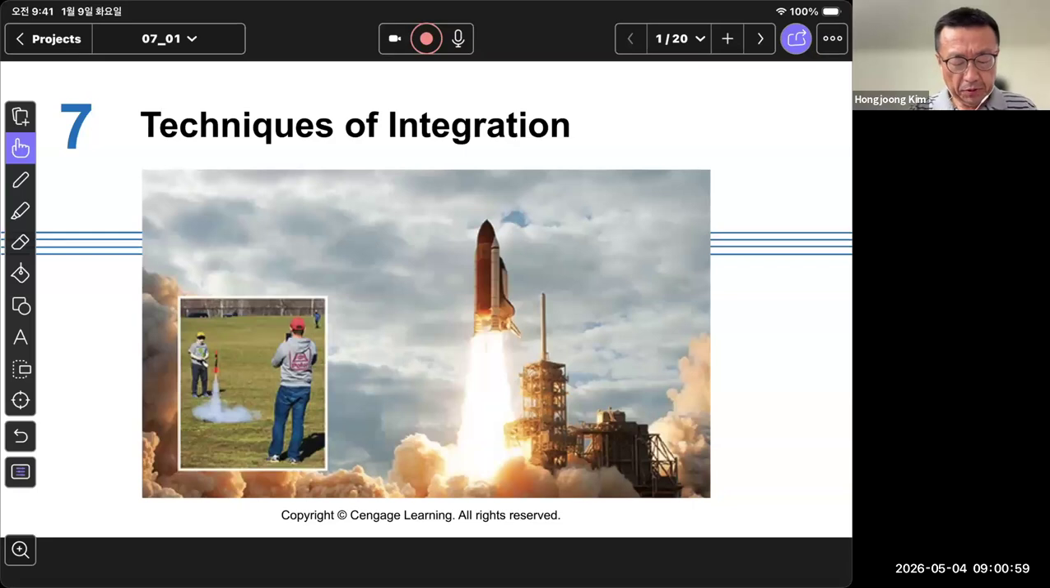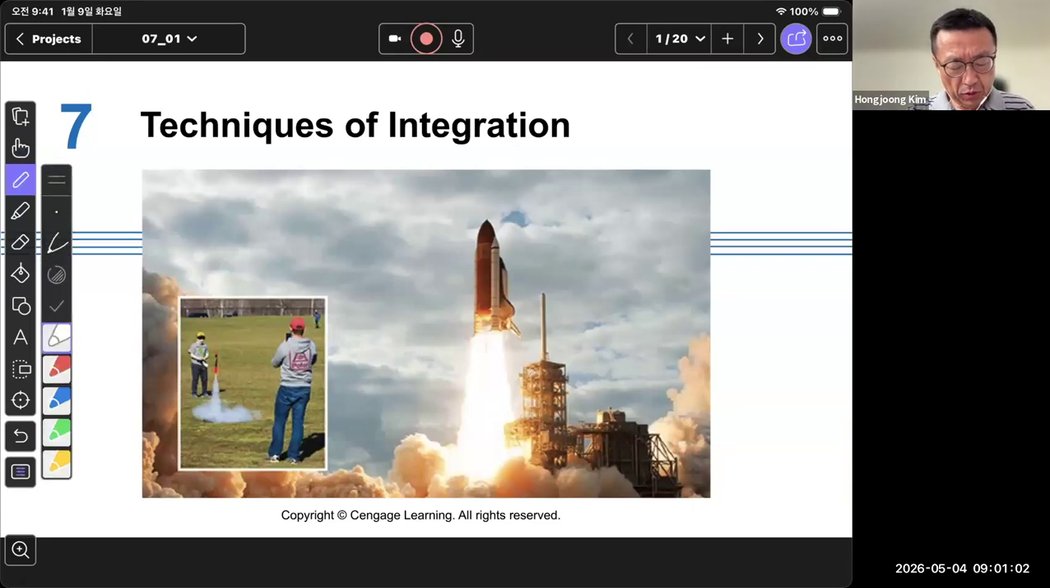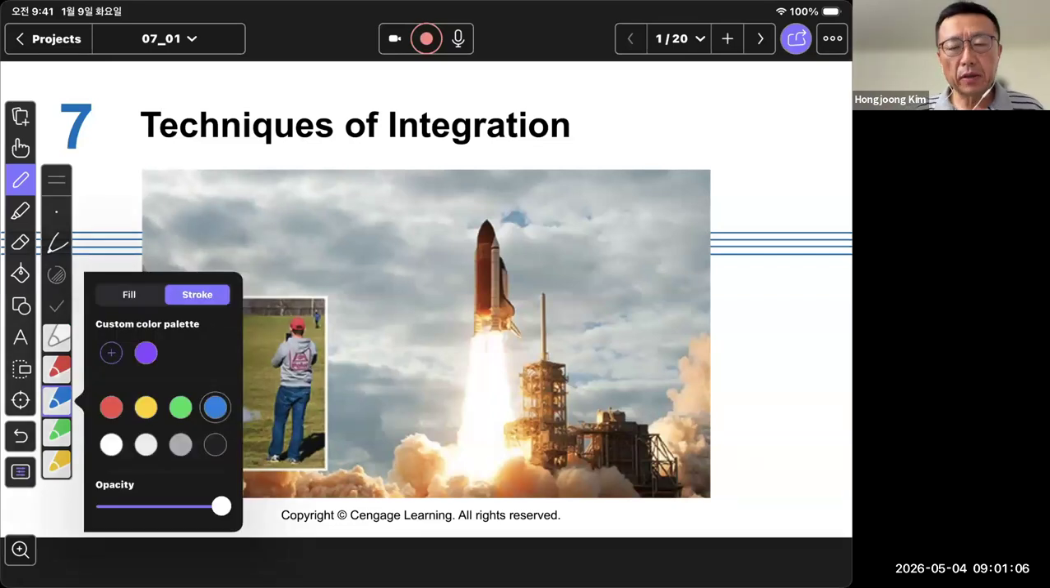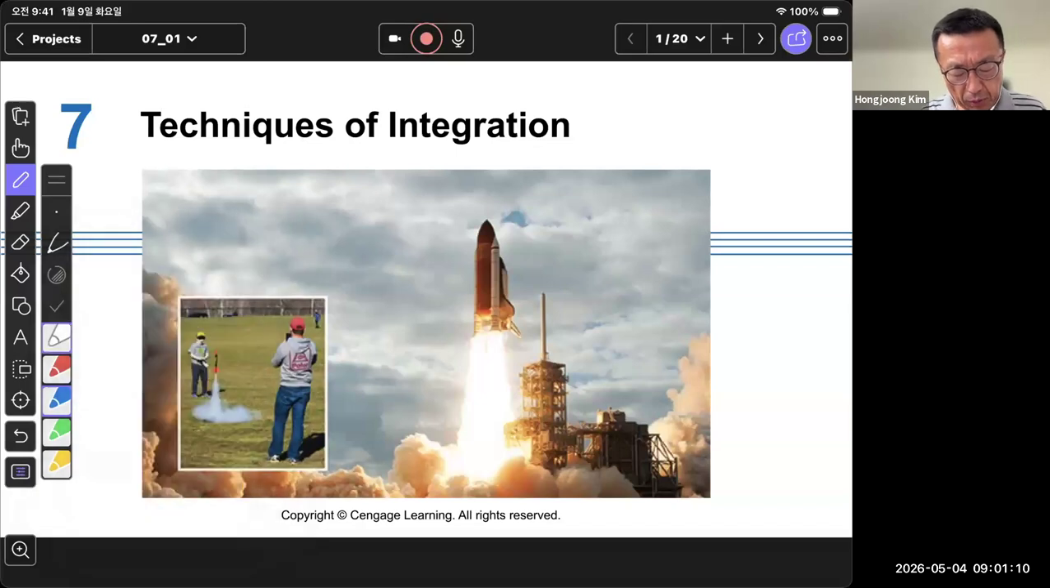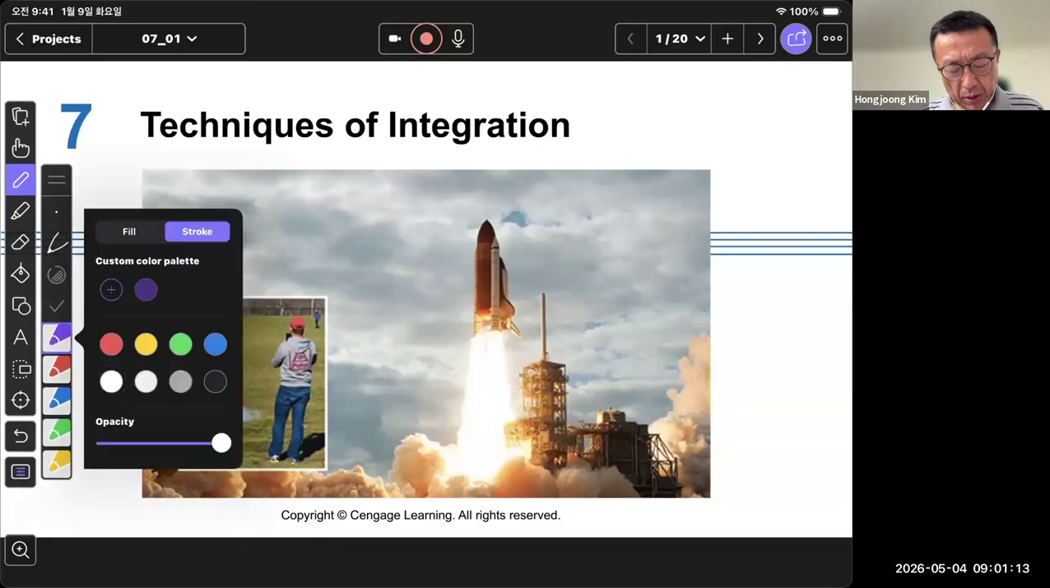So let us start chapter 7, the new chapter. This chapter introduces several techniques regarding integration. So please listen carefully, and if you have any questions, please let me know.